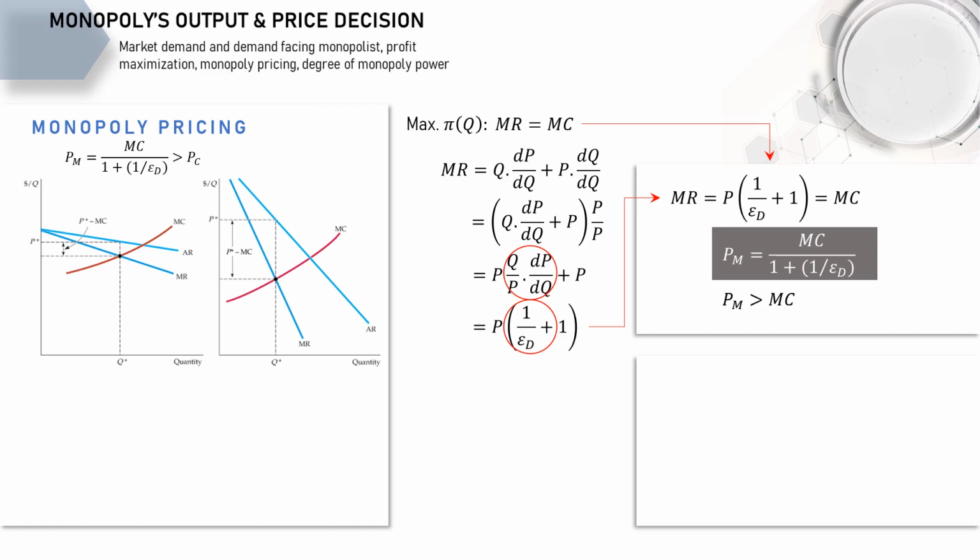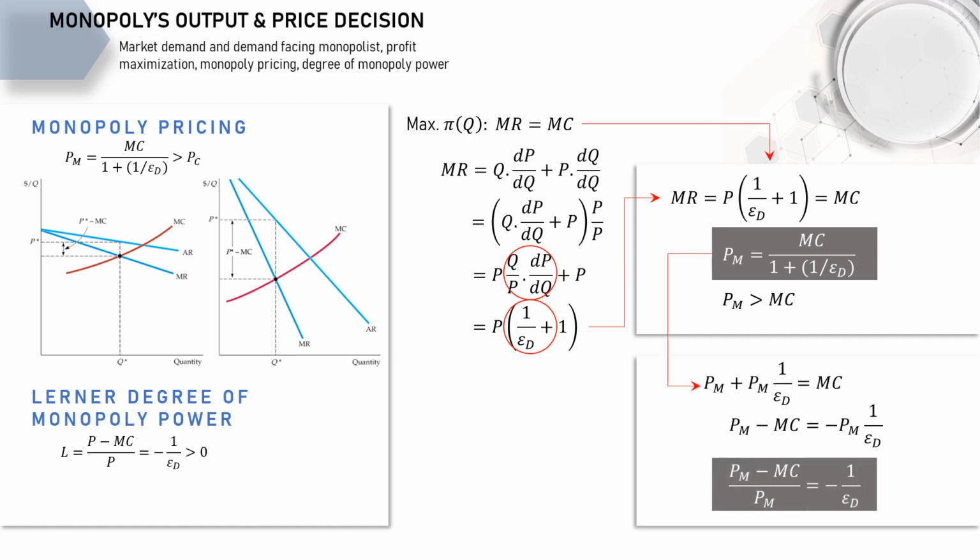How different the monopoly price and the marginal cost are is what we call the Lerner degree of monopoly power. Here is how we get it. The value is positive. The bigger the value, the bigger the degree of the monopoly power. The diagram on the left best illustrates the situation.